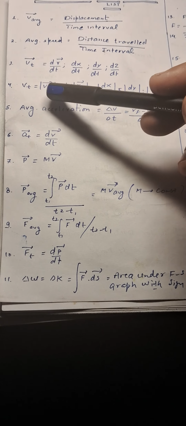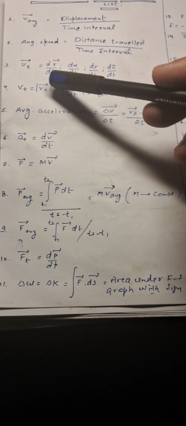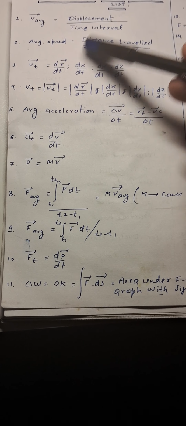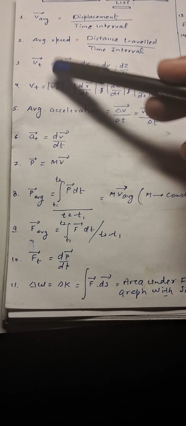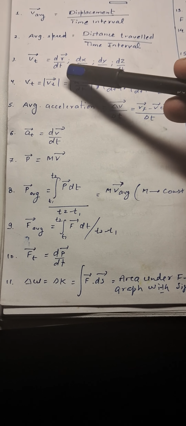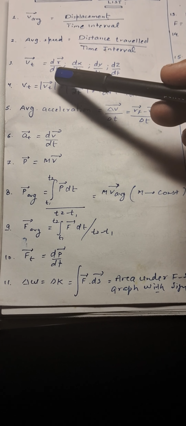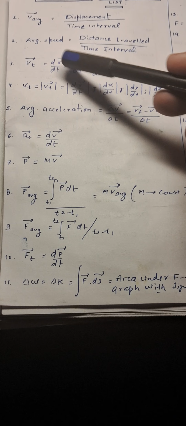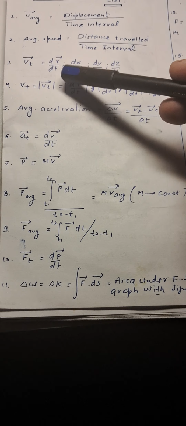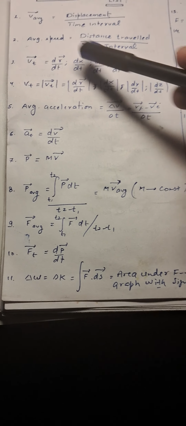Next is instantaneous velocity. It is the rate of change of position vector. It is the same thing actually, we just make the time interval infinitesimally small. That is why we use dt. And during that infinitesimally small time interval dt, the displacement is dr. So from there, the definition comes to be dr by dt.